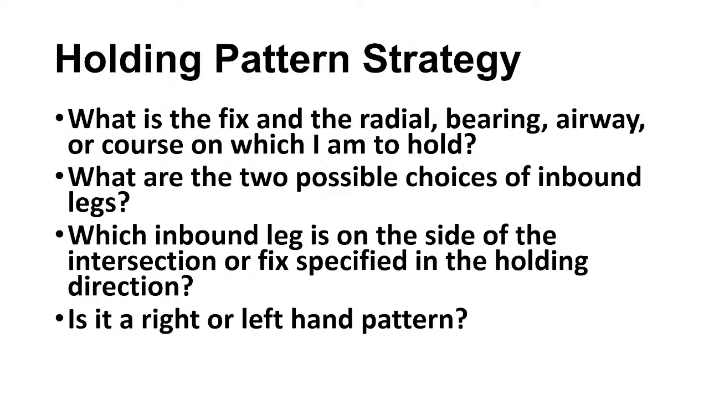Sometimes there's what's called a charted hold. It's drawn on the map, the actual hold. But so what are the 2 possible choices of inbound legs? Which inbound leg is on the side of the intersection or fix specified in the holding pattern? They will always give the side in one of the 8 cardinal directions.